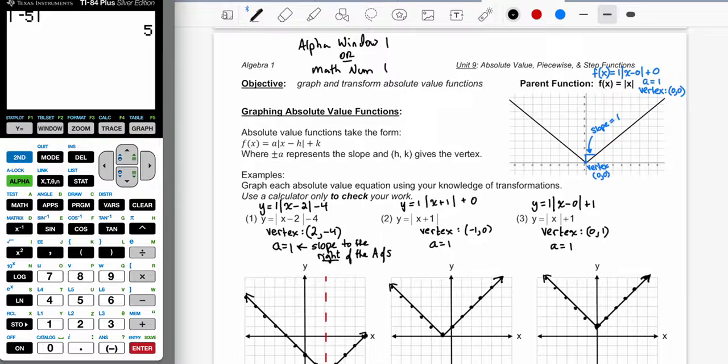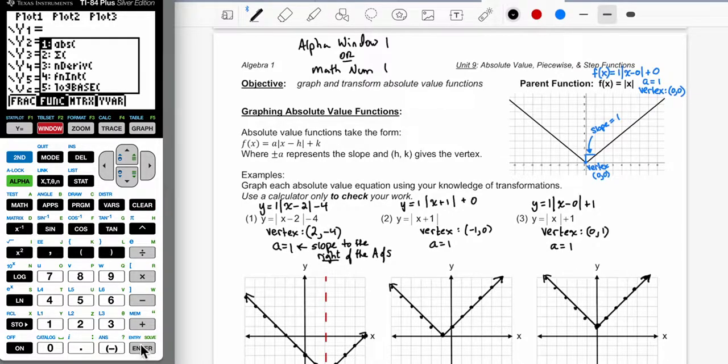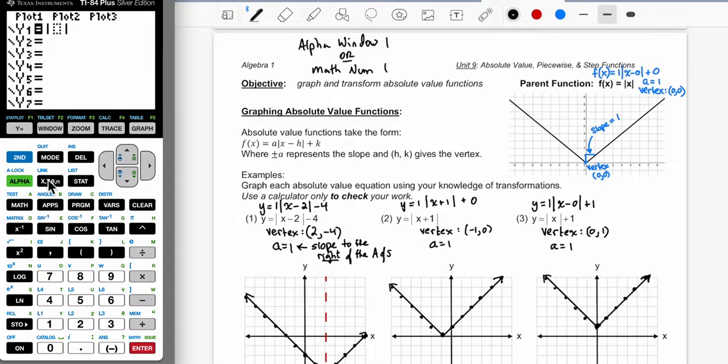So if you want to create a graph, you go to y equals, you type in the function, but now we know where to find the absolute value function. All right, so let's say we're looking at number 1. I want the absolute value of x minus 2 minus 4. So alpha, window, option 1, x minus 2, hit the right arrow to get out of the brackets, then minus 4.